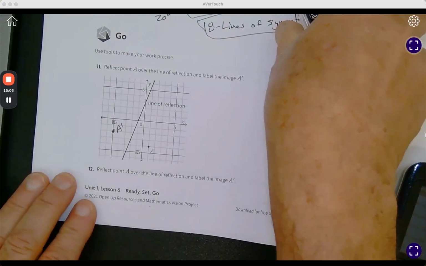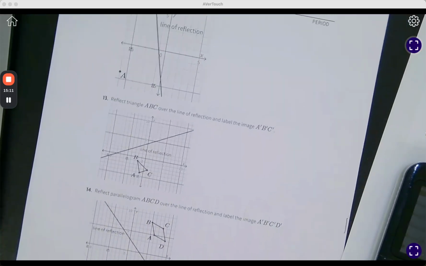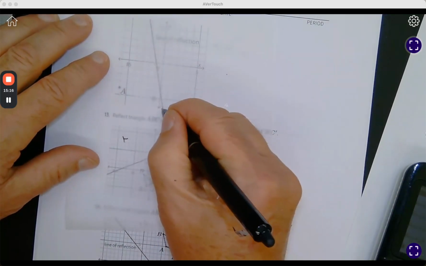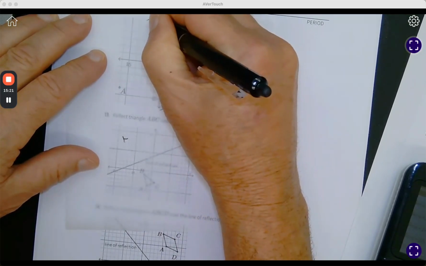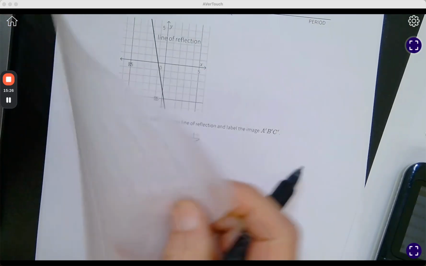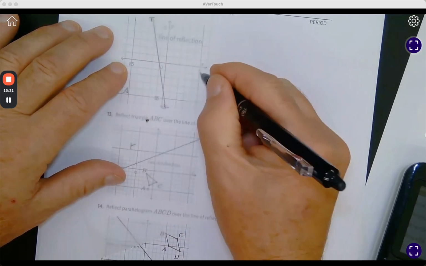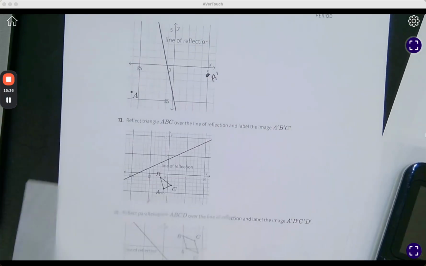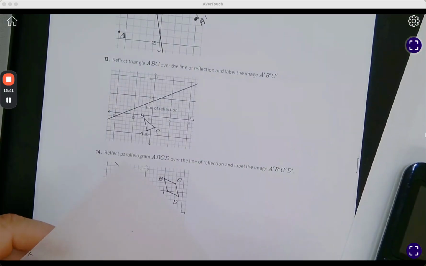All right, moving on. Reflect point A over the line of reflection and label it A prime. I'm going to do it again. I'm going to mark my endpoint, mark my endpoint, give a little direction for that line, mark that anchor point, and flip it over. There's that anchor point right there, and that is A prime.